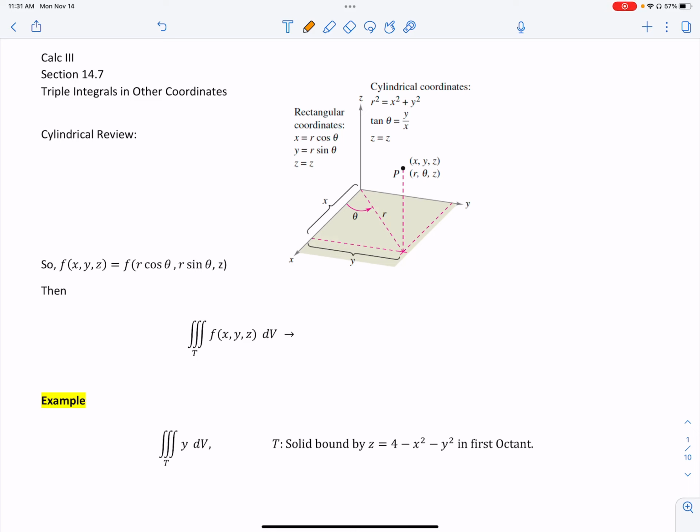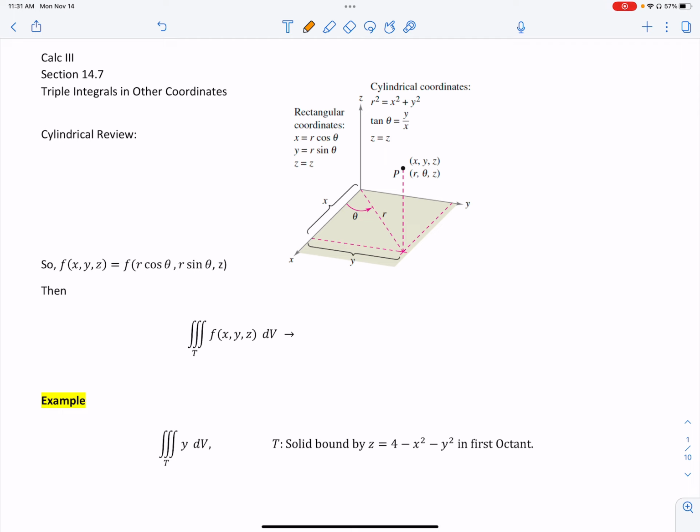In this video, we are going to start our discussion of section 14.7. This is triple integrals, but in other coordinates. So we're going to do cylindrical and we'll do spherical. The good thing about this is it's all pretty straightforward, especially as you are getting used to looking at the regions and breaking them down. It doesn't go much past that.